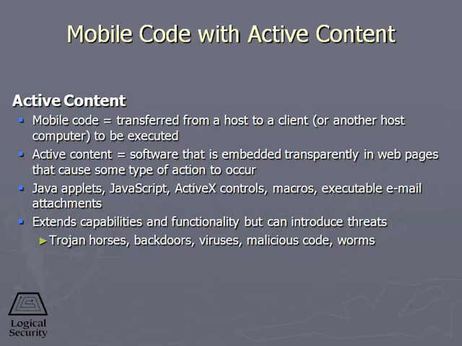Some examples of active content in mobile code are the Java applets, ActiveX controls, macros, and even email attachments that are executables. So these are forms of mobile code and active content. Again, they get downloaded to the client side and run client side. Some of the malware that can be introduced by this mobile code is at the very bottom bullet: the Trojans, the backdoors, viruses, worms, and other forms of malicious code.